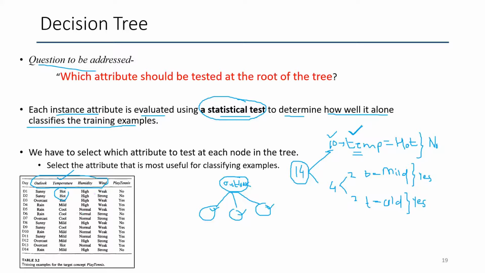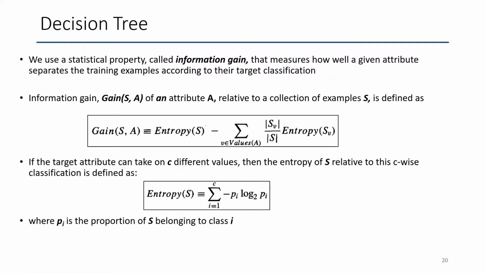So we have to check which attribute is more powerful, more useful for classifying the examples. So what is our strategy? We are going to select the attribute that is more useful for classifying the examples, and we will do that based on a statistical test. Now one such statistical test is known as information gain. This is a very popular concept from information theory.